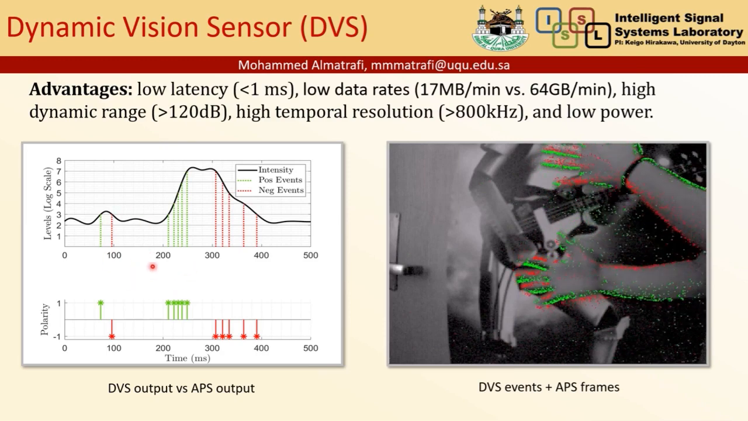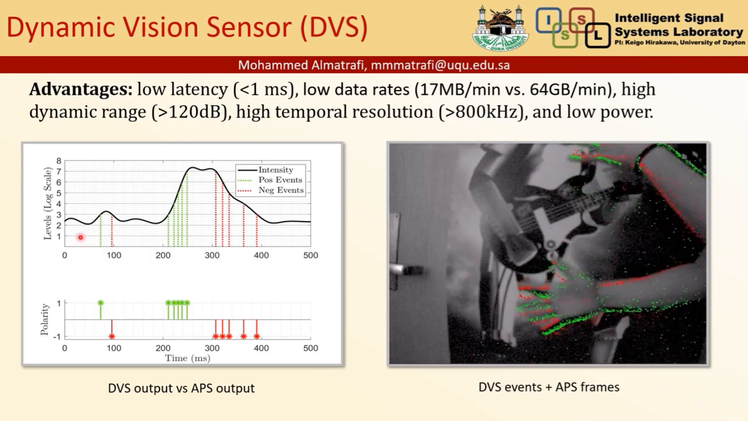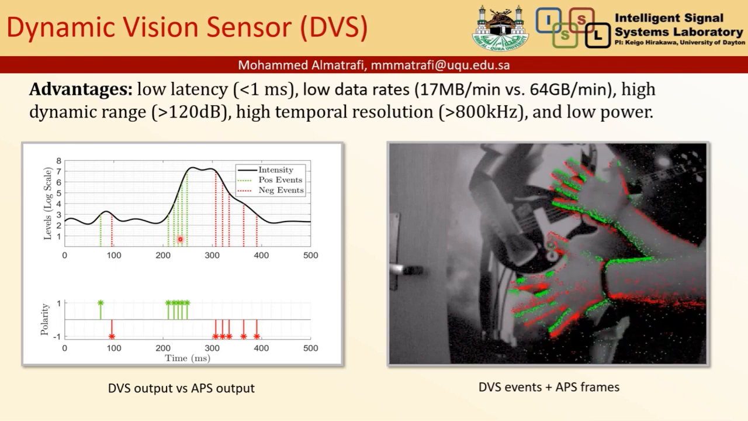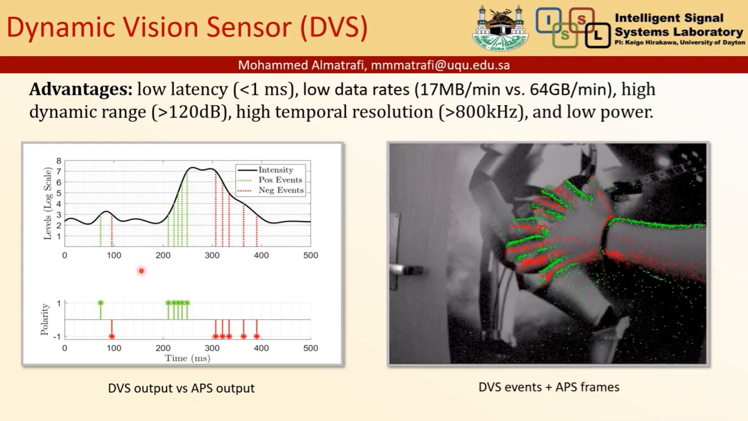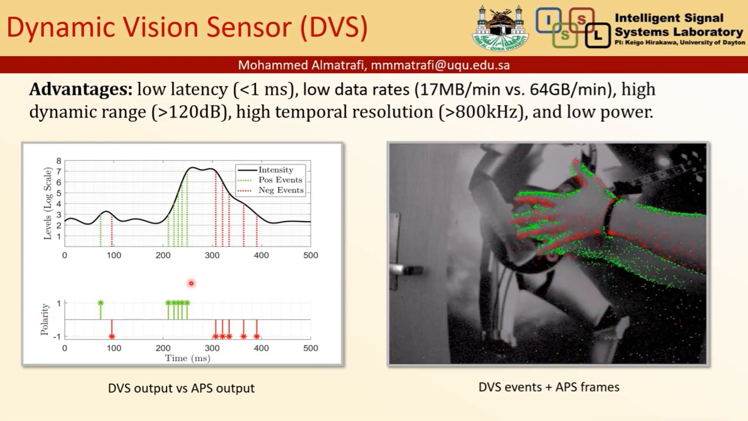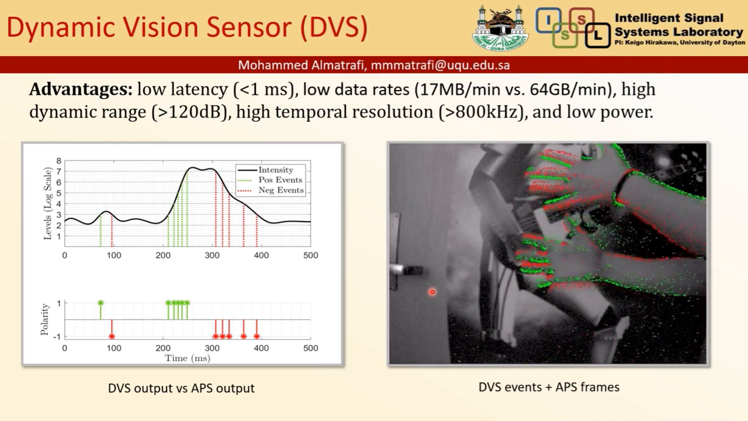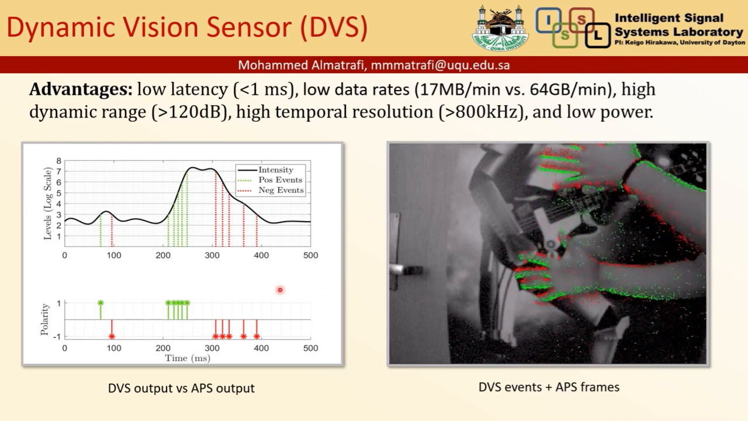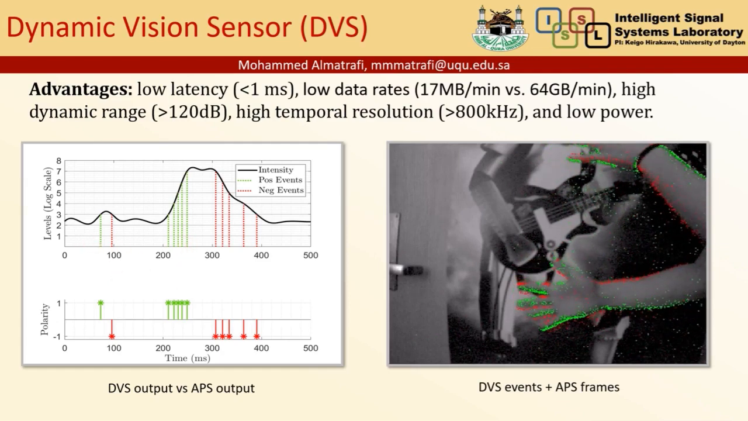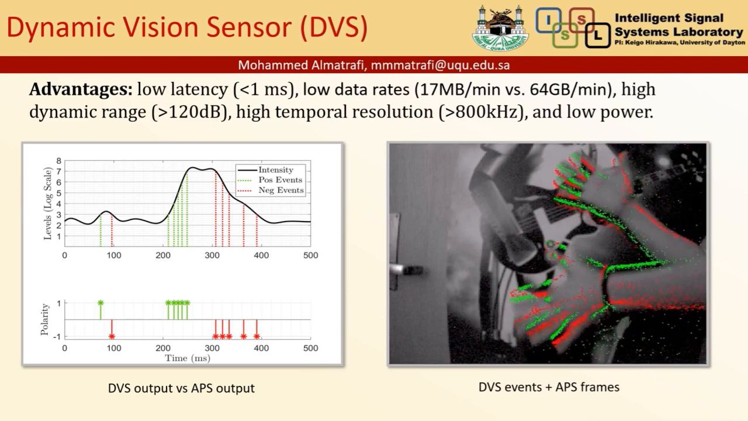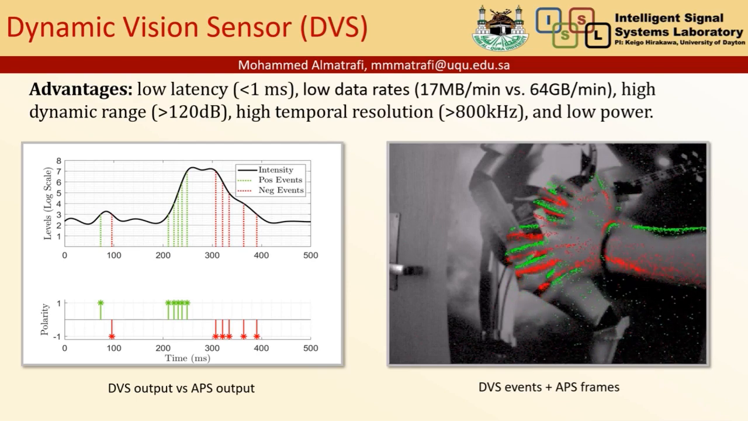The figure on the left shows an example of DVS output versus APS output for a single pixel. As we can see, events are only generated when there is a change in log intensity, and each reported event contains the exact timestamp at which it occurs, the spatial location, and the polarity, either 1 or -1, corresponding to whether the change was positive or negative. In the animation on the right, events are sampled at 10 milliseconds and overlaid on frames to visualize the principle. Moreover, we can see that events are very sparse, and that enables the DVS to have high temporal resolution of over 800 kHz, high dynamic range of more than 120 dB, low data rate, and low power.